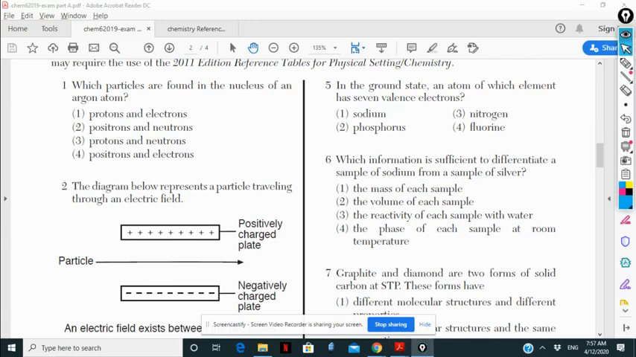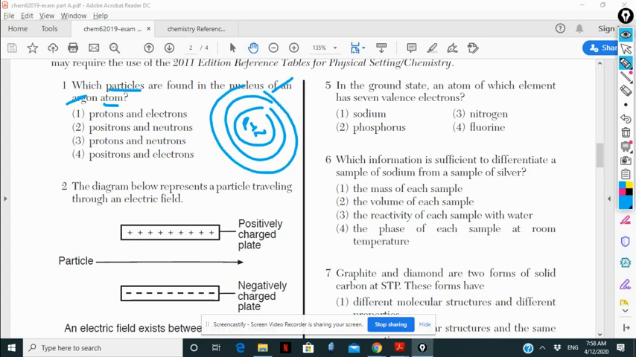First question, which particles are found in the nucleus of an argon atom? I don't care about the argon. He's asking about the particles in the atom. We knew before that I have protons plus neutrons inside the nucleus. After that I have electrons in the orbitals. So what is inside is protons and neutrons.